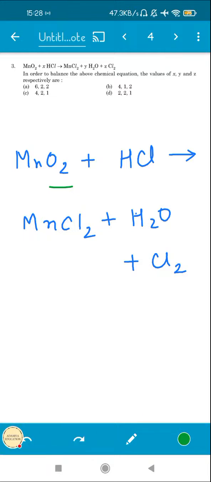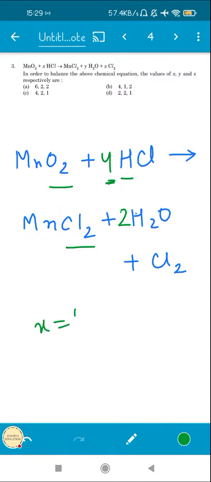side also. Now we see that as soon as I'm putting 2 in water, the hydrogen is also becoming 4, right? 2 into 2, 4. So over here if I put a 4, hydrogen is becoming 4. Okay, now chlorine is 4, right, on the reactant side. On the product side, see, Cl2, Cl2, so 4Cl. So our reaction is balanced.